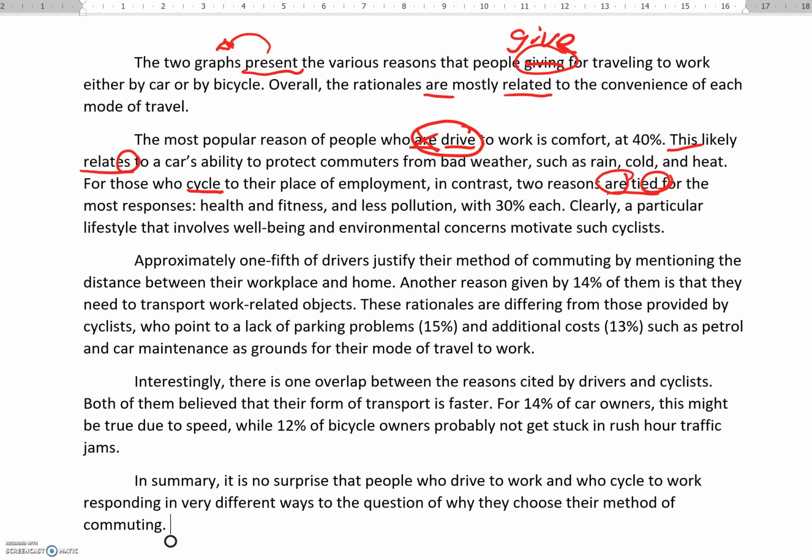Clearly, a particular lifestyle that involves is a simple present verb. Again, the S is correct. The subject is that, and that refers to lifestyles. That's fine. A particular lifestyle that involves well-being and environmental concerns motivates such cyclists. So motivate is a simple present verb, and I just have to check. Notice the subject actually is way back here. This lifestyle motivates. We need an S, okay?